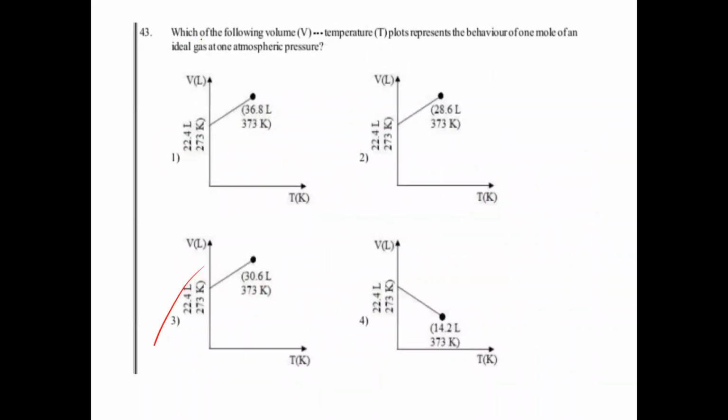Next, 43. Which of the following volume temperature plots represents the behavior of 1 mole of an ideal gas? So number of moles given is 1 mole. Ideal gas equation: PV is equal to nRT. Here n is 1 mole they give, so PV is equal to RT here.